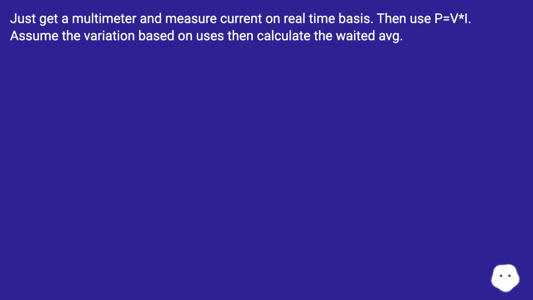Just get a multimeter and measure current on a real-time basis. Then use P equals V times I, assume the variation based on usage, then calculate the weighted average.